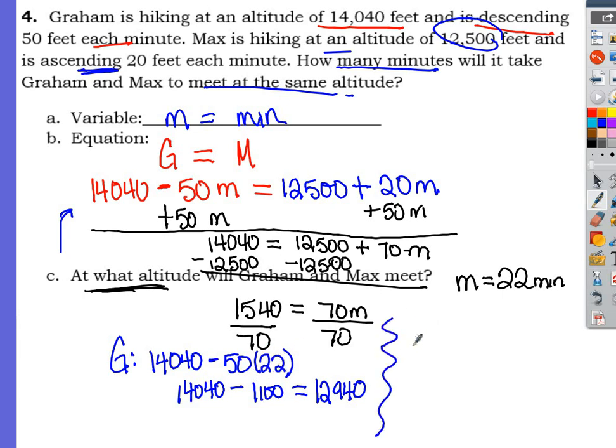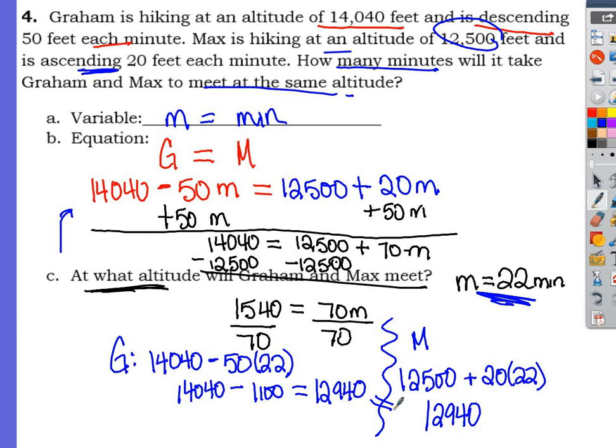And notice what happens if I take Max's, right, and I take his starting point of 12,500, right, and he's ascending 20 feet per minute for the 22 minutes. So if I plug that in, okay, notice I get 12,942, right? And that makes sense because we just said that at this point they're going to have the same altitude. So they should get the same altitude on both sides.